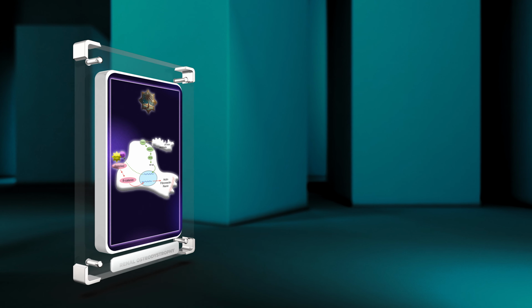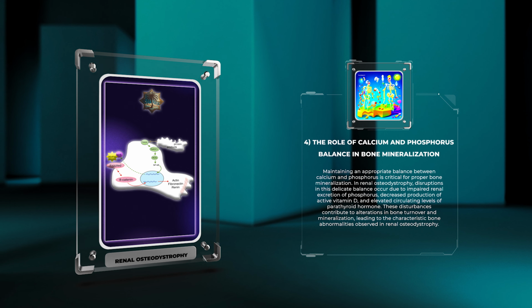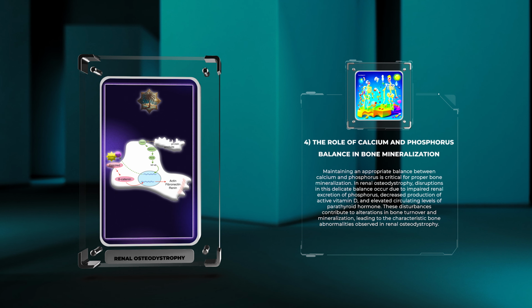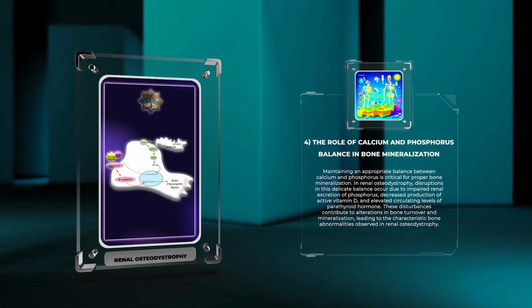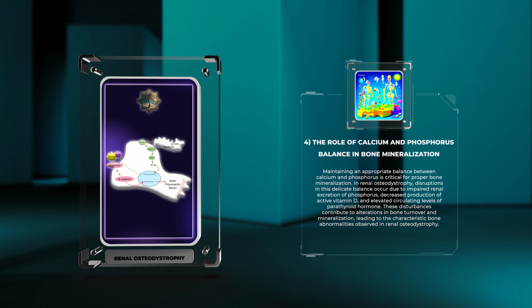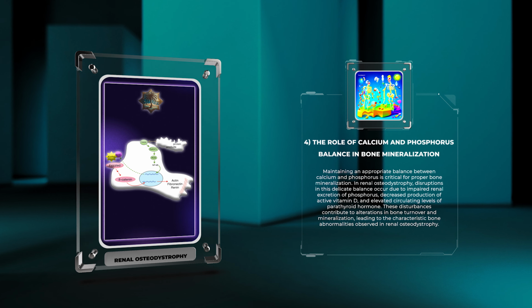Maintaining an appropriate balance between calcium and phosphorus is critical for proper bone mineralization. In renal osteodystrophy, disruptions in this delicate balance occur due to impaired renal excretion of phosphorus, decreased production of active vitamin D, and elevated circulating levels of parathyroid hormone. These disturbances contribute to alterations in bone turnover and mineralization, leading to the characteristic bone abnormalities observed in renal osteodystrophy.